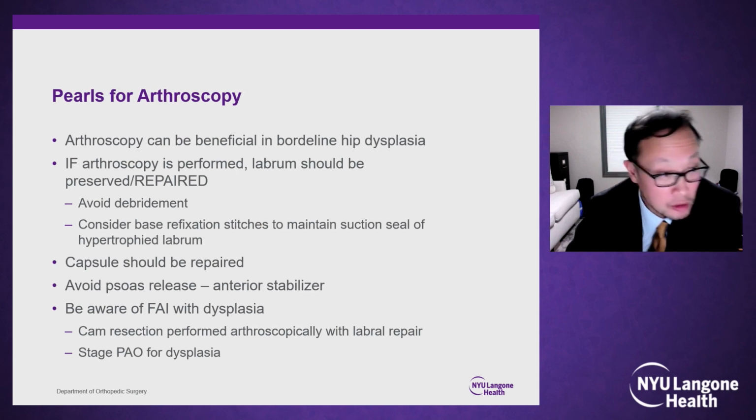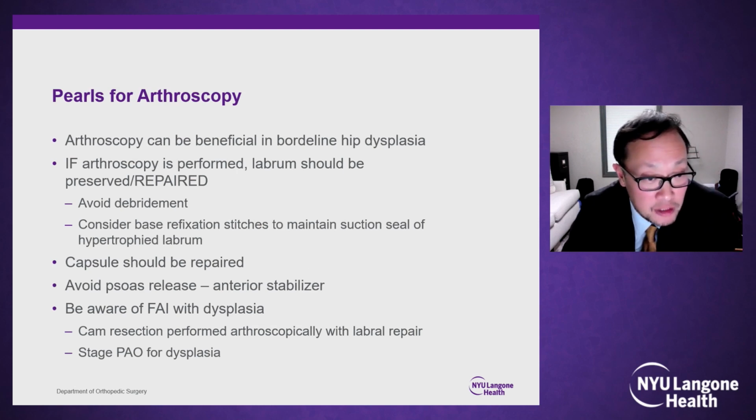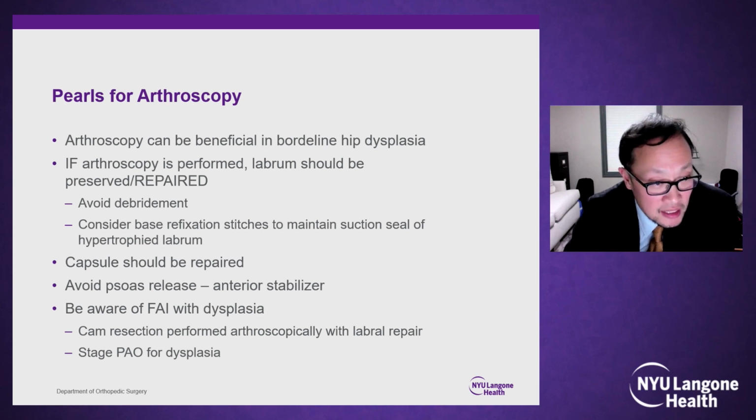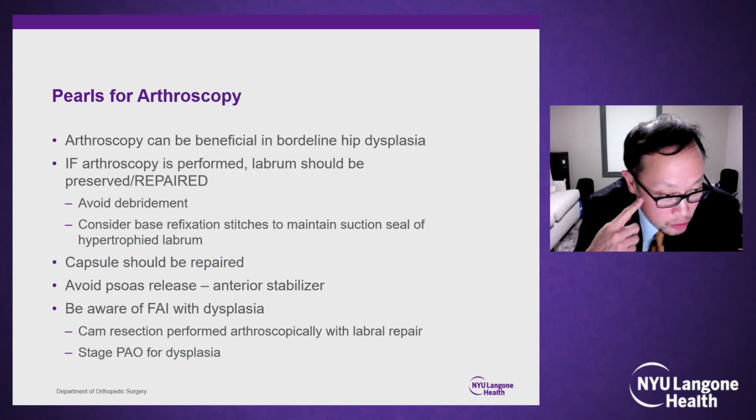So here's some pearls. Arthroscopy can be beneficial in borderline hip dysplasia. If arthroscopy is performed, labrum should be preserved, repaired, avoid debridement. You want to make an anatomic fixation of the labrum. If you have a very hypertrophic labrum, you do not want to diminish the width of that labrum. Repair your capsule. Avoid iliopsoas release.